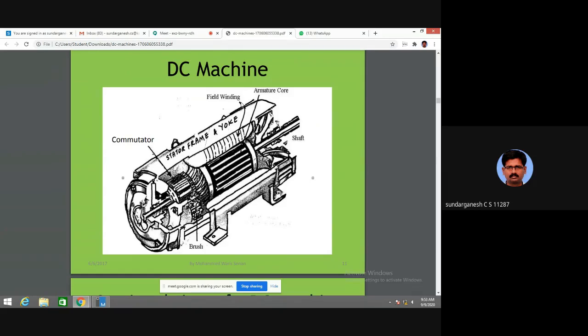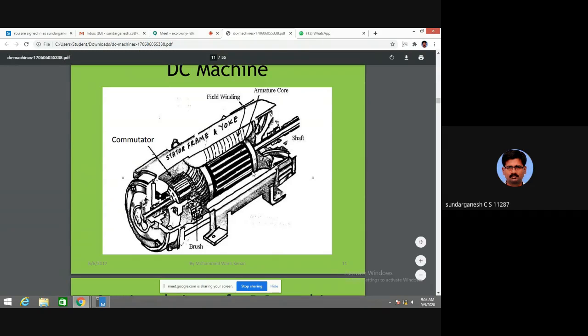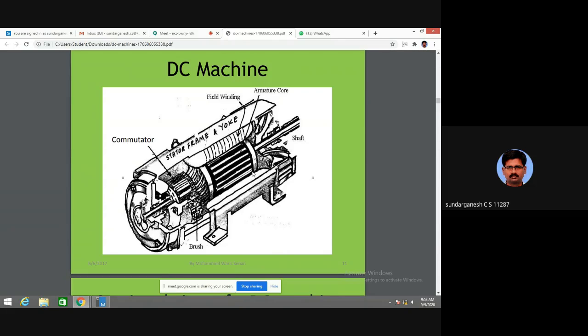Next part you see is the rotor. So this part is known as the rotor, and we are calling it the armature core. In DC machines, we call the rotor the armature and the stator the field winding. Field means stator, armature means rotor. This armature core is also a rigid one because it also has some coils. For mechanical support, it is made rigid.